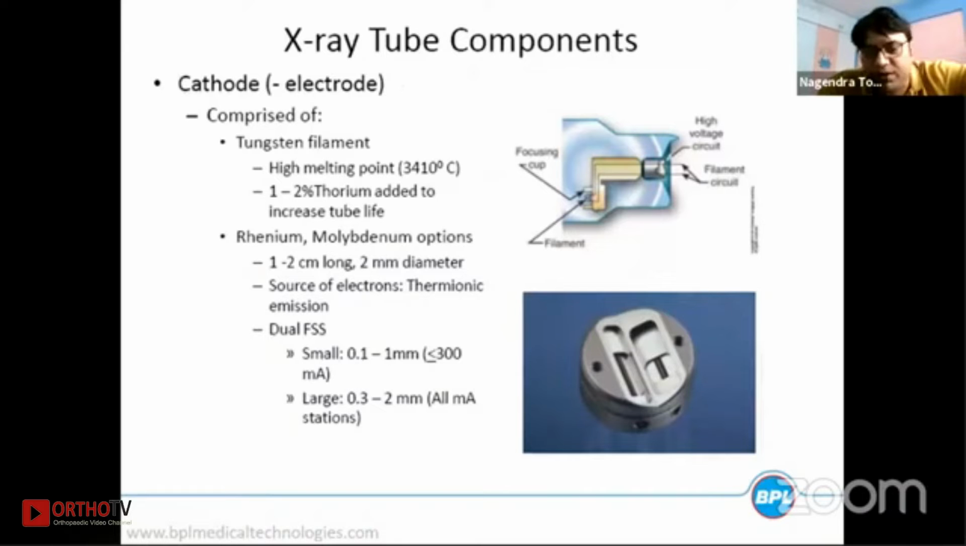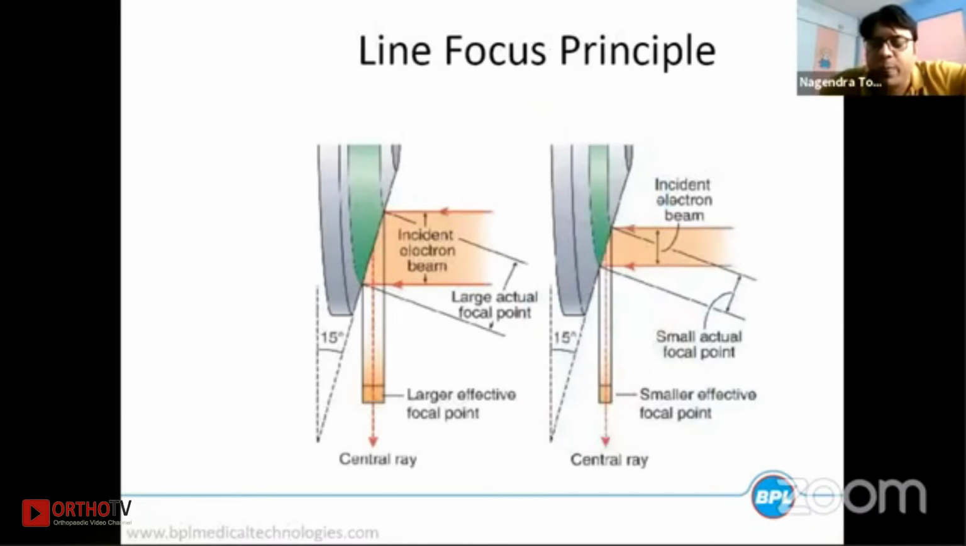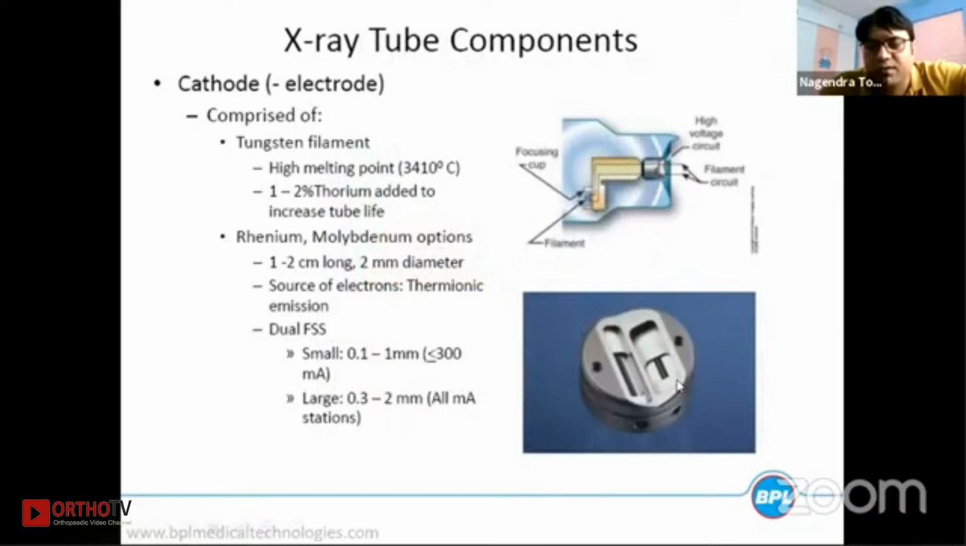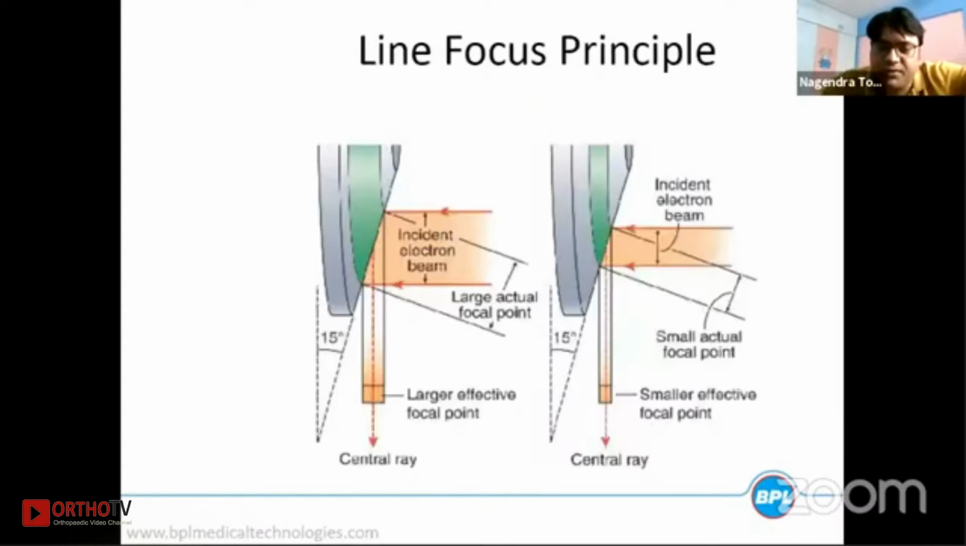Obviously, second is the cathode side. Cathode means where the electron starts and strikes the anode. In this picture you can see there are two filaments, a large filament and a small filament. The large filament is for the large focal spot, and the smaller filament is for the smaller focal spot. So in our CM, we have two focal spots. One is smaller and the other is a large focal spot. The smaller is basically for fluoroscopy, and the large is basically for radiography.